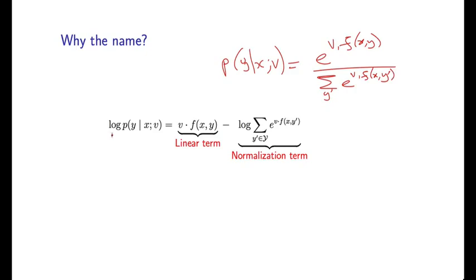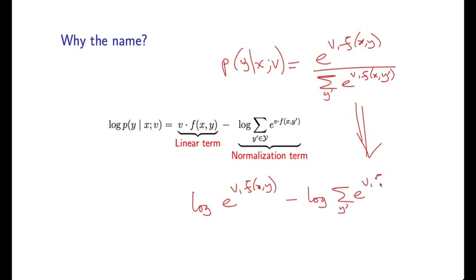So let's look at what happens if I take the log of this. I take the log of p, and I'm assuming log is the natural log. So the log of this is going to be the log of e to the v dot f of x, y, minus the log of the sum over y primed of e to the v dot f of x, y primed. This is just using the usual rules of taking a log of a ratio of two terms. And of course this first term is equal to v dot f of x, y, because the log, assuming again this is natural log, and the exponent cancel each other essentially.